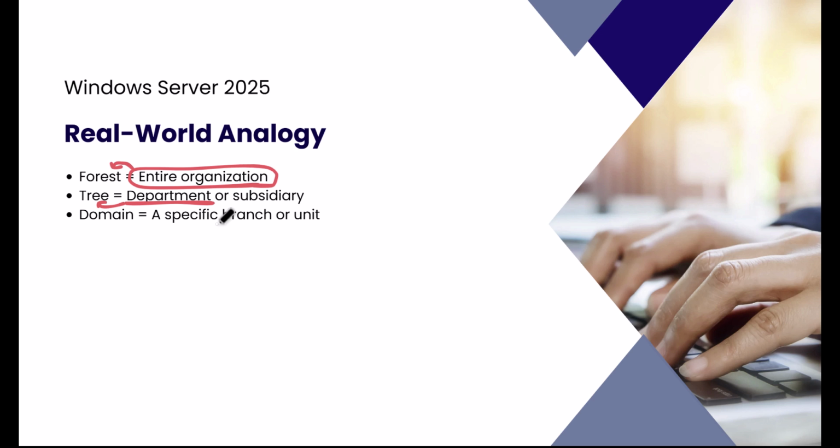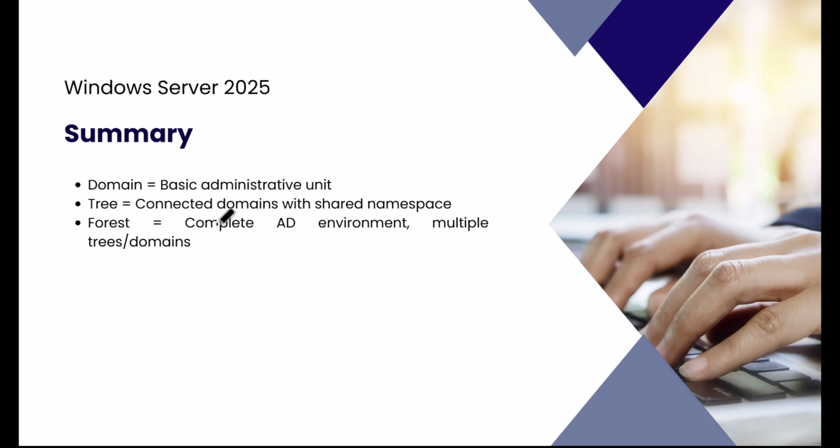To summarize, a domain is a single administrative boundary. A tree is a group of domains in a hierarchical structure with a shared namespace. A forest contains one or more trees and is the highest level container in Active Directory. So understanding this structure is key to designing a scalable and secure network across your organization.